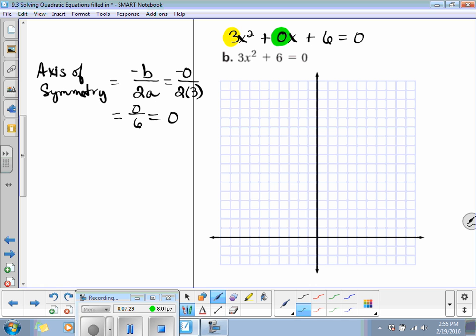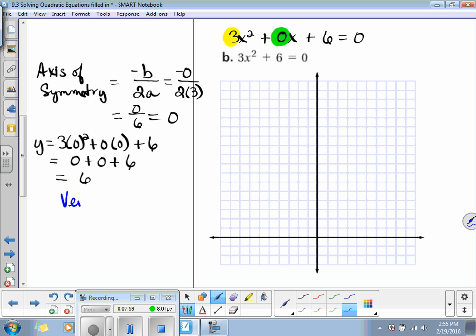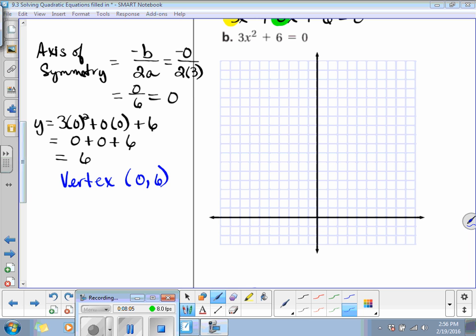So now to get the y, we're going to take that 0 and substitute it back into the equation. Okay? So, to find the y, we have 3 times 0 squared plus 0 times 0 plus 6. Well, that's 0 plus 0 plus 6, which is just 6, right? So our vertex is at 0, 6. So now we need to find two other points to put on our graph.